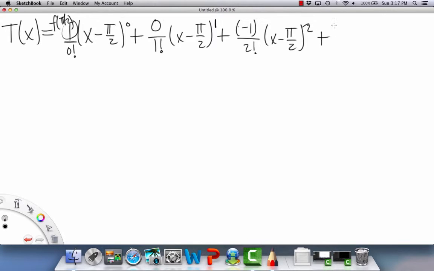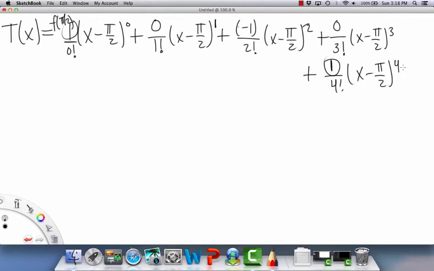And then we have our 0, this is the triple prime, remember the odd ones went to 0, times x minus pi over 2 to the third, and then I'll put the last one right here, plus the fourth derivative of f was 1, so I'll put that here, and then x minus pi over 2 to the fourth. Okay, so this is how much I did. You can go further if you want, but we kind of get the gist of it. These terms go to 0, right, because of the 0 on top.